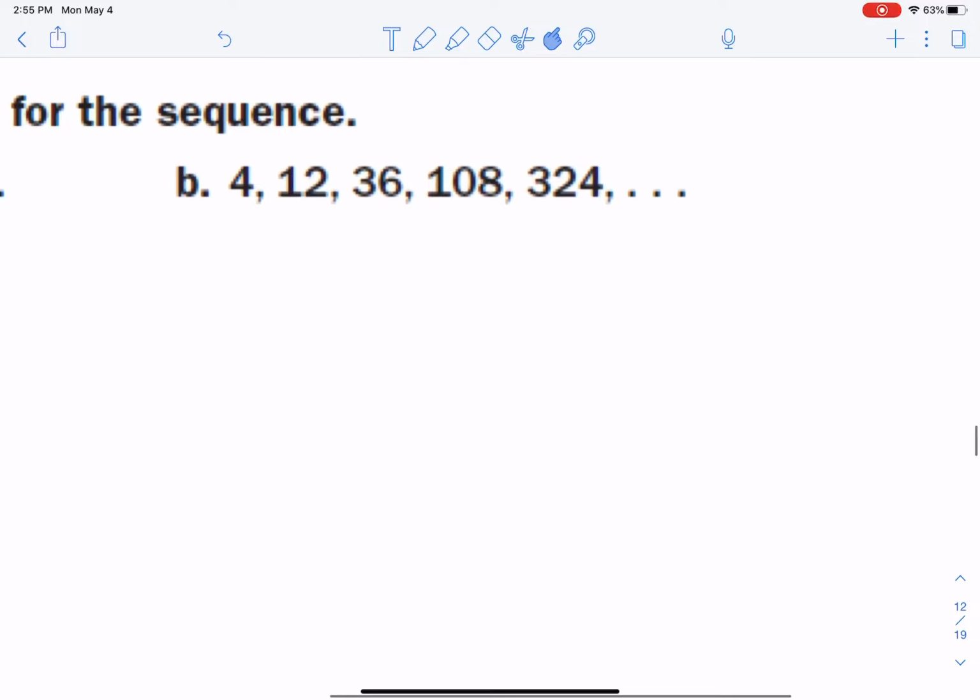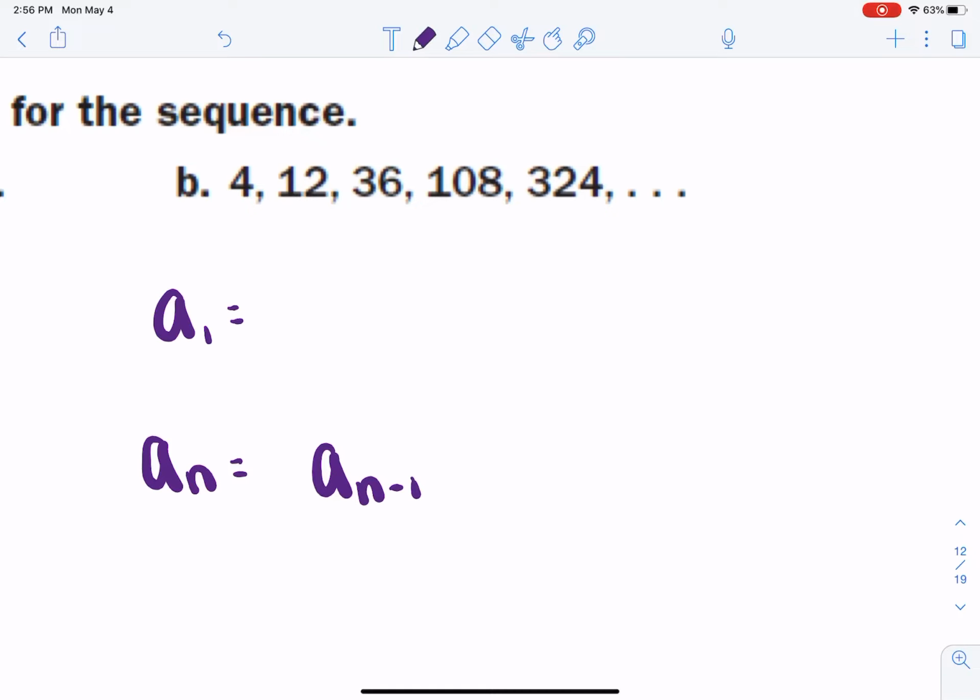So let's look at that next one. It wants us to write the rule. So right away, I'm going to write down a sub 1, and then a sub n, and then a sub n minus 1, and leave just a little space here and here, just in case. Depends on what you need, right? And let's take a look at what's happening each time.